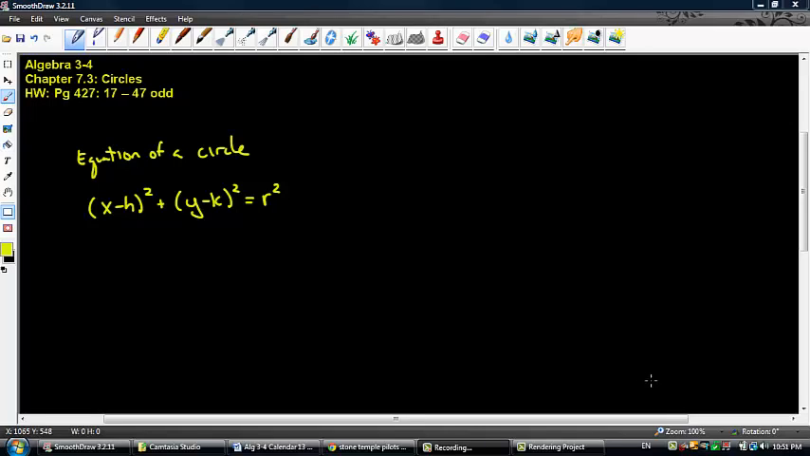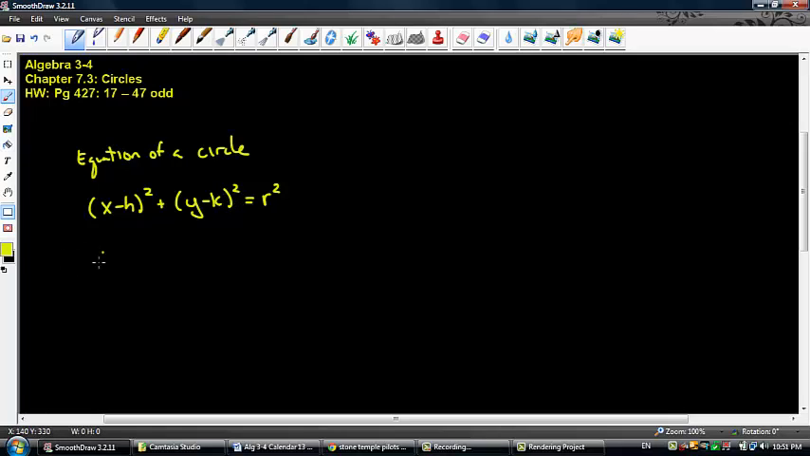Welcome to the first lesson in Conic Sections, Chapter 7.3, Circles. The first thing I want you to do is hit the pause button and copy down the equation of a circle. It goes as follows: (x minus h) squared plus (y minus k) squared equals r squared.